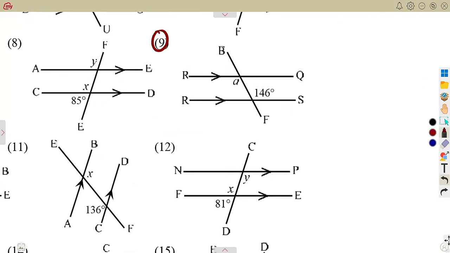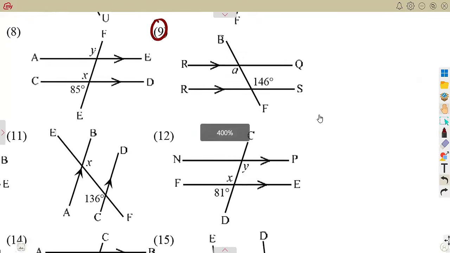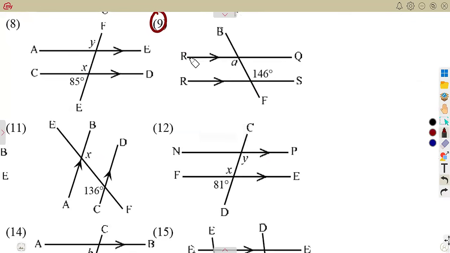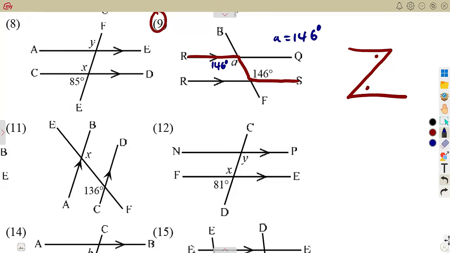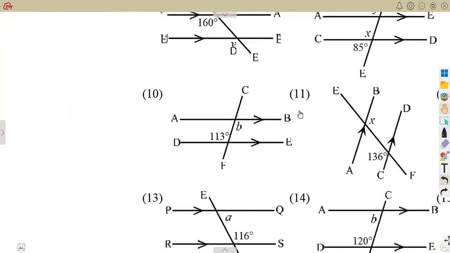On question number 9, we are seeing there A and this 146, we are forming a Z like this. That's a straight Z, alternate angles. Alternate angles. This angle and this angle are alternate, they are equal. So A and 146 will be equal. So meaning to say that's 146 degrees. We are talking of the alternate angles, the ones that form a Z.